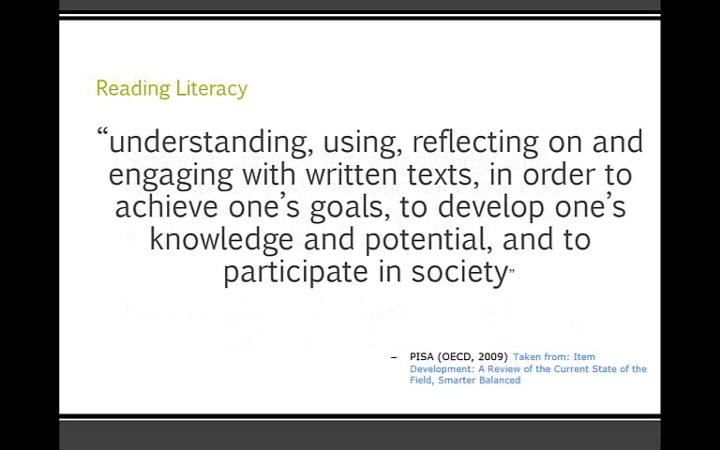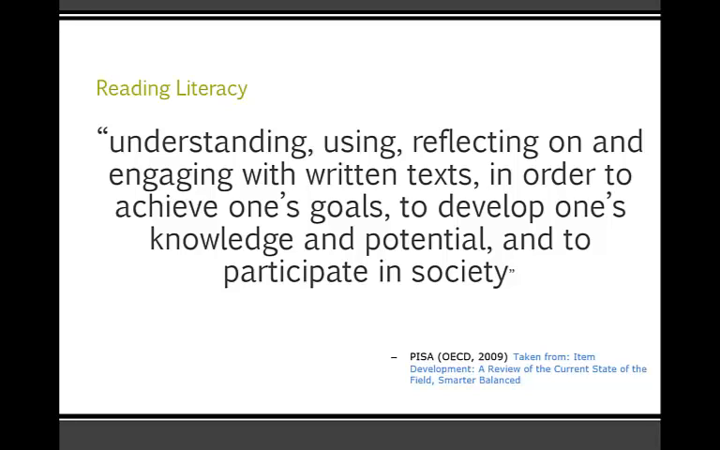I want to share this definition also of reading literacy, and there are a couple times today that I'll reference some national and international tests. This definition, or statement about reading literacy, comes from Smarter Balanced, which is the consortium that wrote the Common Core ELA test Montana will use. And I really like this because it could be used for science as well. It says reading literacy is understanding, using, reflecting on, and engaging with written texts in order to achieve one's goals, to develop one's knowledge and potential, and to participate in society.